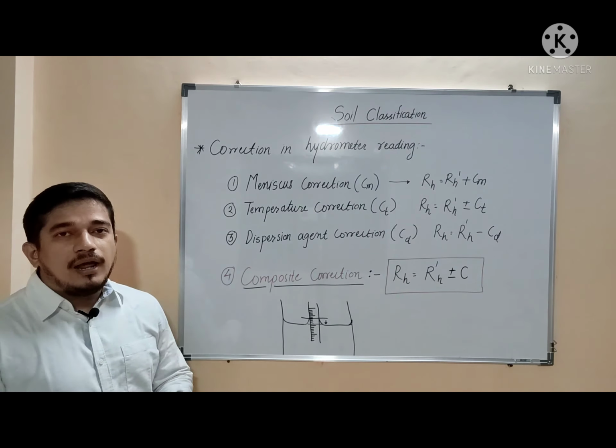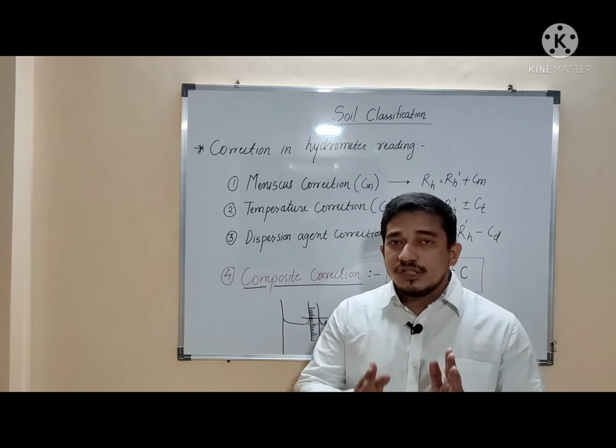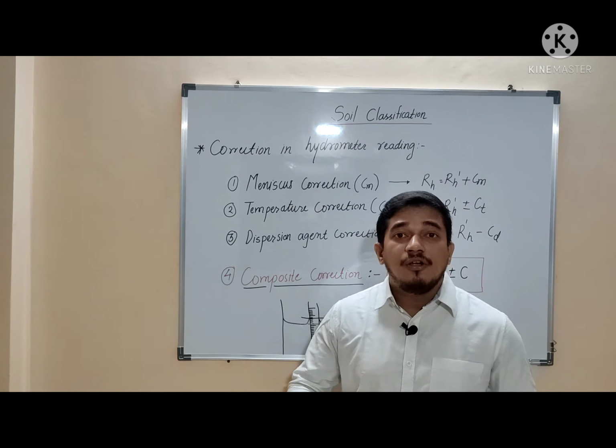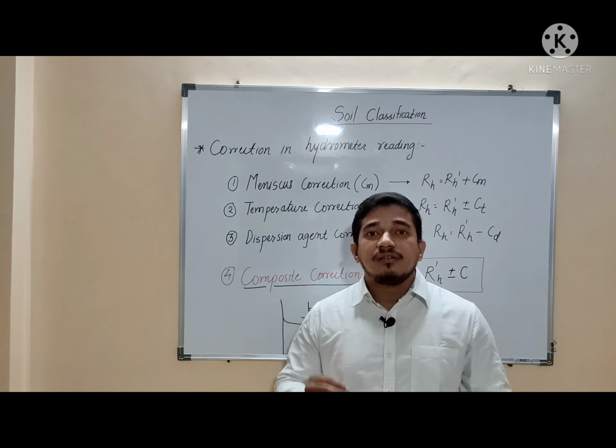The next correction is the temperature correction. Generally, the hydrometers are calibrated at 27 degrees centigrade. So the hydrometer is expected to show a reading of 1 when the temperature is 27 degrees centigrade. But when the temperature is more than 27 degrees centigrade, then what will happen? The soil suspension will be lighter in weight, so it means that the specific gravity of the soil suspension will be lesser. In such a case, the correction will be positive.